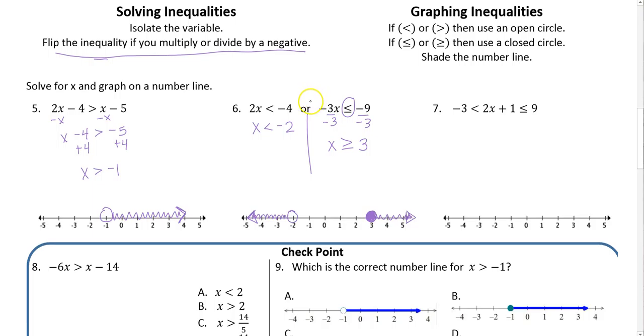When you have a compound inequality that is OR, and you graph it on a number line, the shading should go in opposite directions.